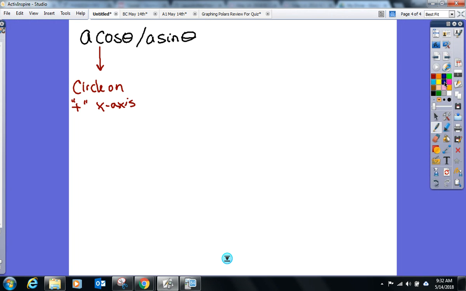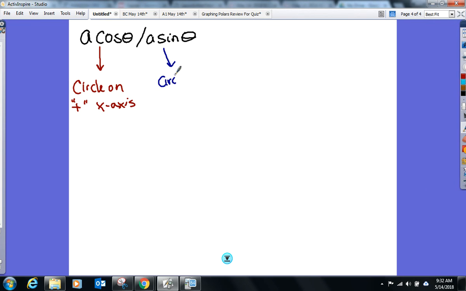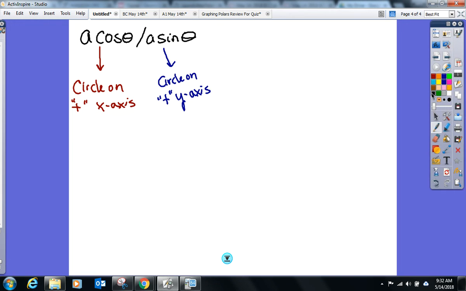And if it's sine, guess what? A sine theta, that'll be a circle on the positive y-axis. I don't think I'll give you a negative value out in front, so you won't have to worry about it. If you are given a negative value, say it's -2 cosine theta, guess where the circle's going to be? On the other side of the x-axis, on the negative side. Okay? So everyone good there?